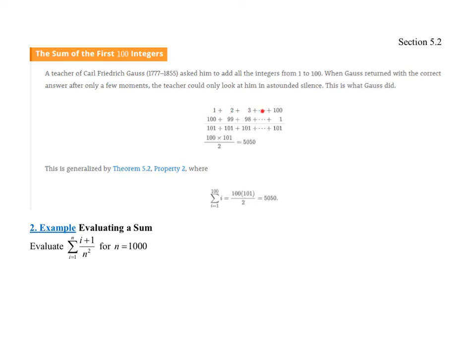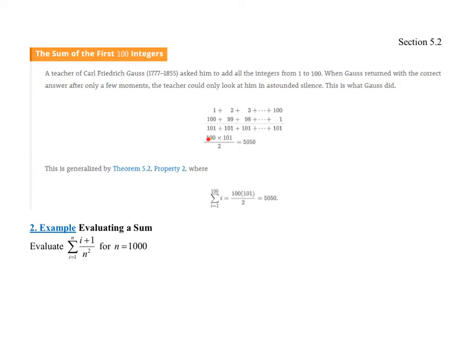He lined 100 up forwards and he lined 100 up backwards, all the numbers, right? And he realized that when you add each one of those pairwise, you get 101 every single time. Well, what has he done? He's counted 101 100 times, right? Because there's 100 of these numbers. So it's 101 plus 100, so that's 101 times 100.